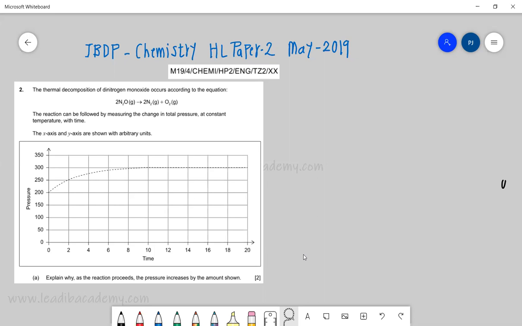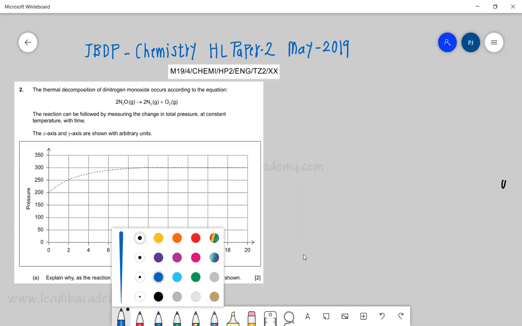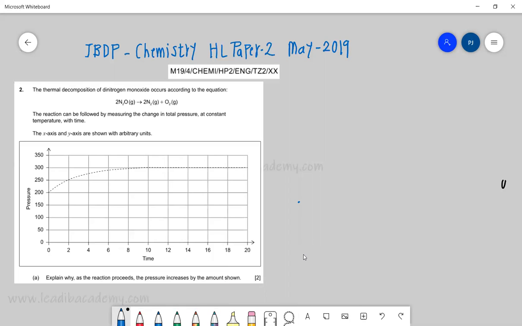So let's begin. We are looking into question number 2. The thermal decomposition of dinitrogen monoxide occurs according to the equation. The equation has been provided, so let me write it down. The equation is like this.